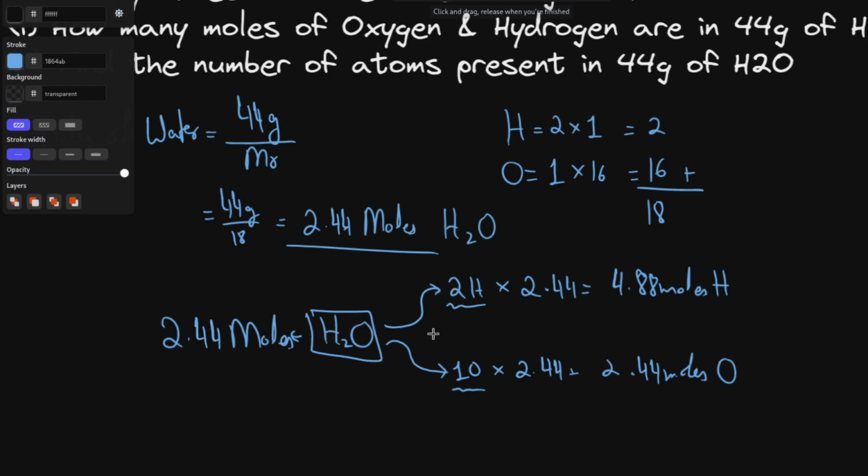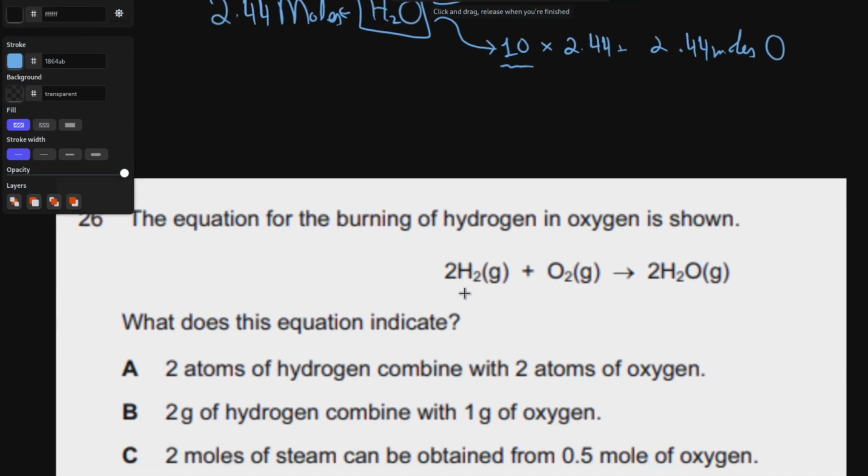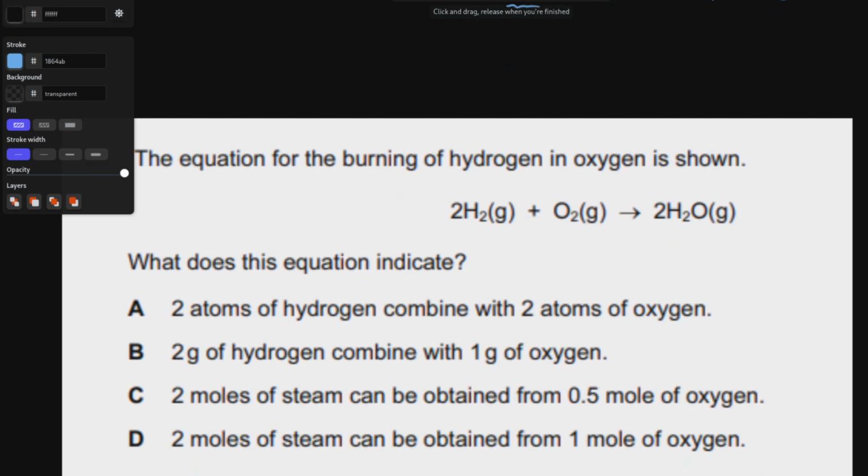So we just broke it apart into two things and got the answer as such. One particle has two hydrogen atoms, so 2 times 2.44 gives 4.88 moles of hydrogen, and for oxygen it will be 1 times 2.44, and we will get 2.44 moles of oxygen. So this is how you will answer that question. Let's continue onwards and see what else is in store for us.